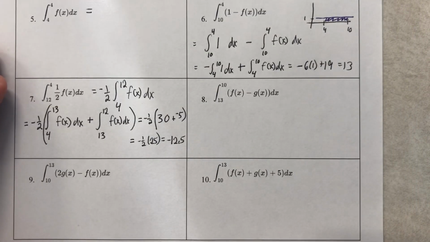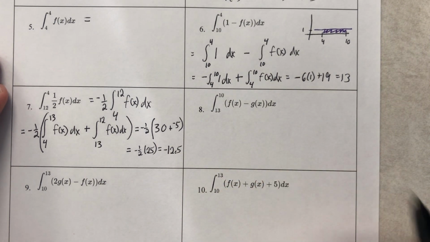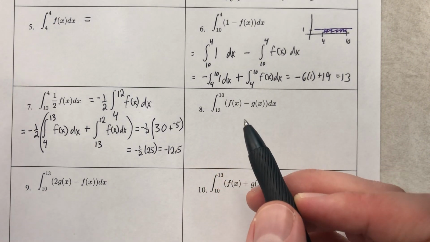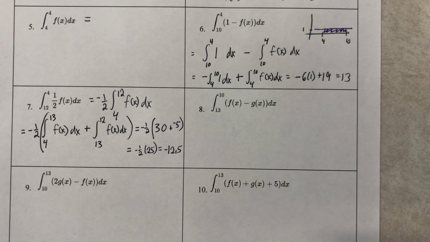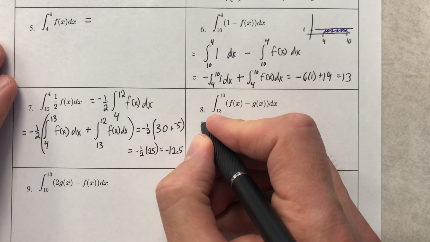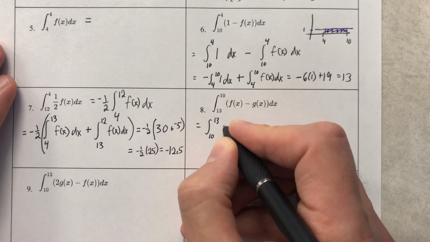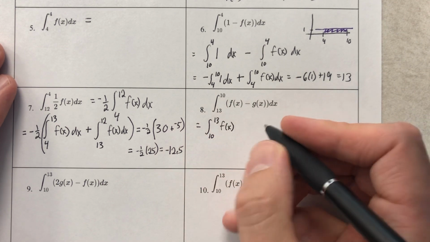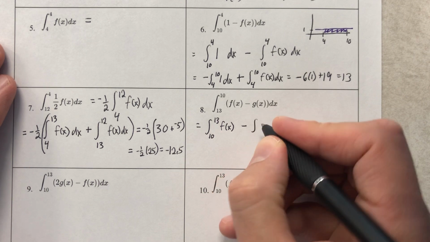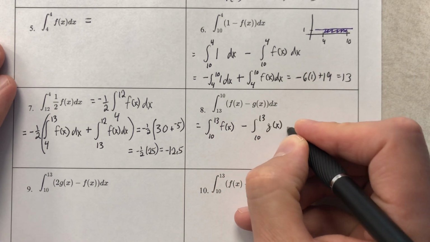Okay, on to number 5. I'm kidding. Number 8, 13 to 10 of f of x minus g of x. I'm bothered that this is backwards. I mean, it's not wrong, but I'm just going to twist it around and change a few things all at once, okay? So we're going to have, I'm doing a lot here, all in one step. The integral from 10 to 13 of f of x minus, I'm wrong by the way, I'm about to fix some stuff, 10 to 13 of g of x.